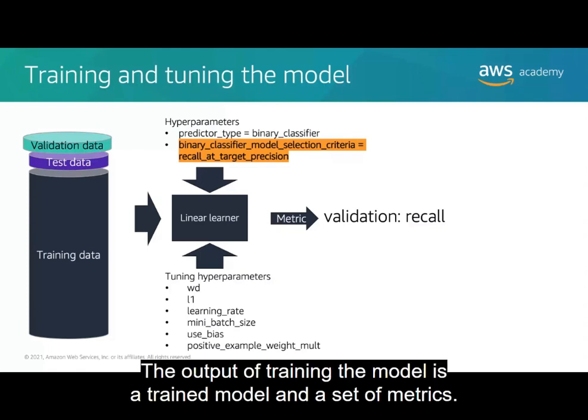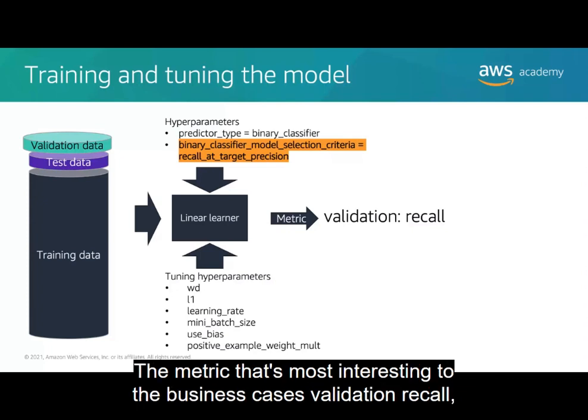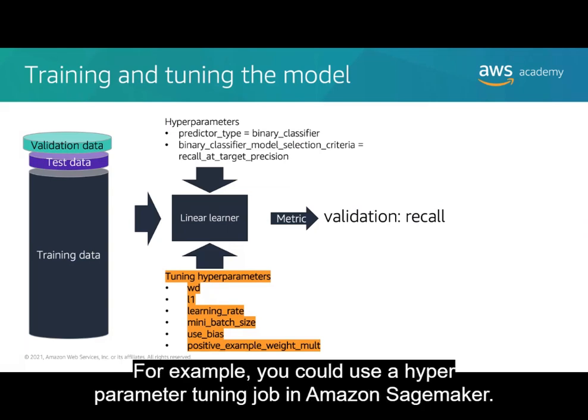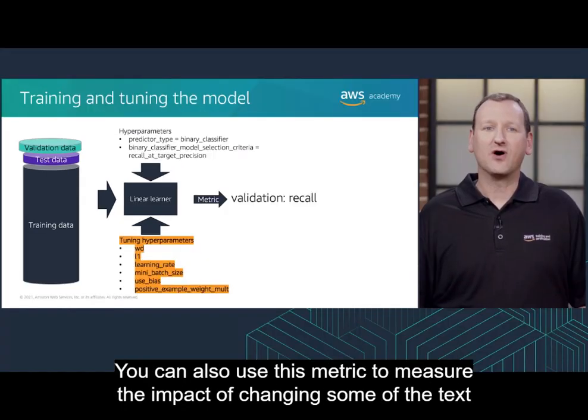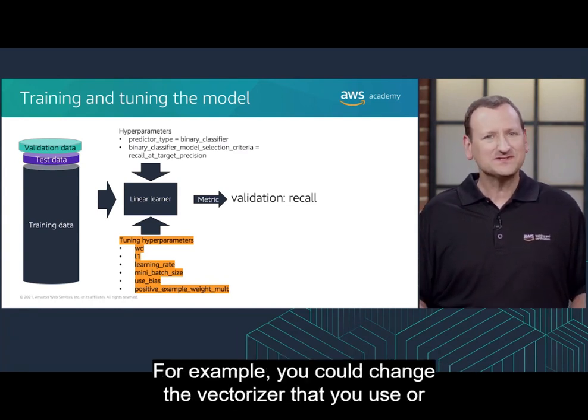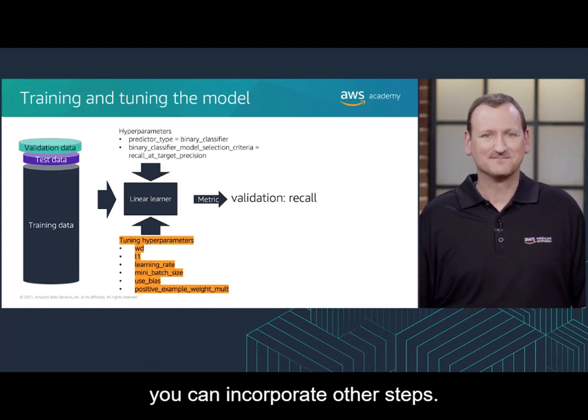The output of training the model is a trained model and a set of metrics. The metric that's most interesting to the business case is validation recall. This metric can then be used when you tune the model with hyperparameters. For example, you could use a hyperparameter tuning job in Amazon SageMaker. You can also use this metric to measure the impact of changing some of the text processing steps. For example, you could change the vectorizer that you use, or you could incorporate other steps.